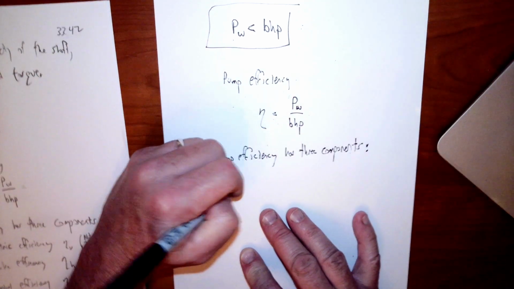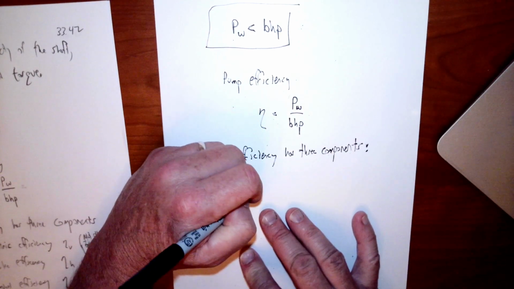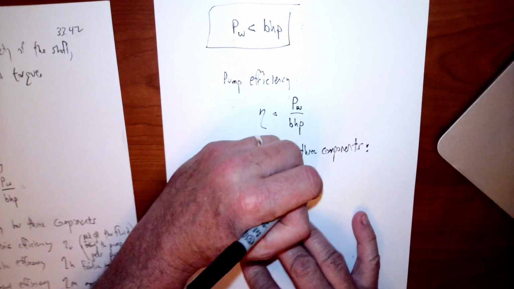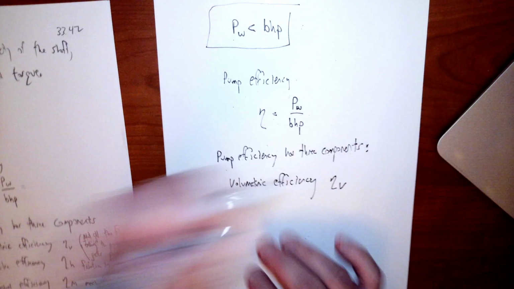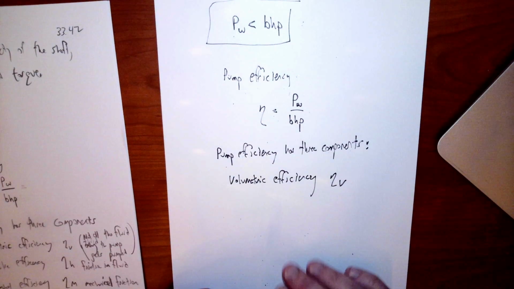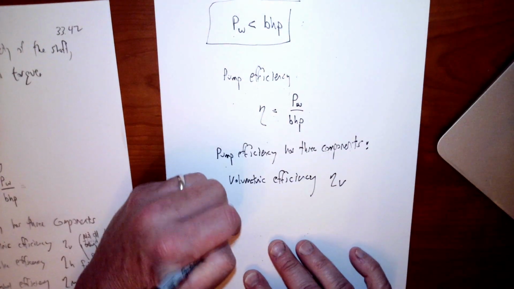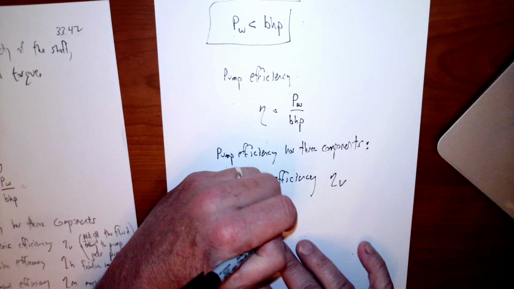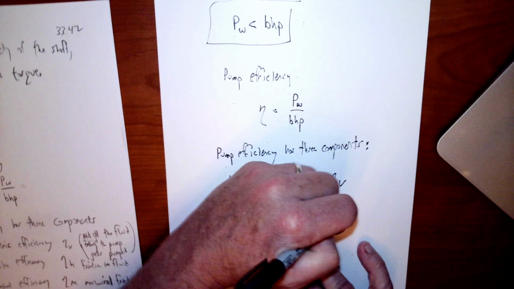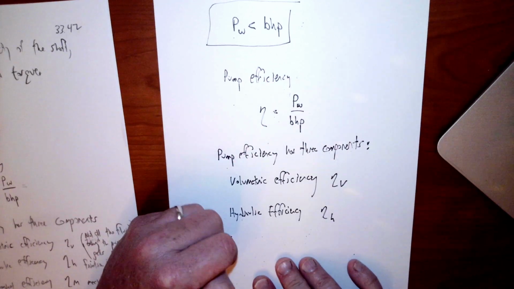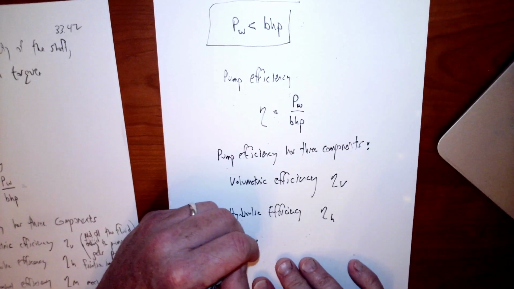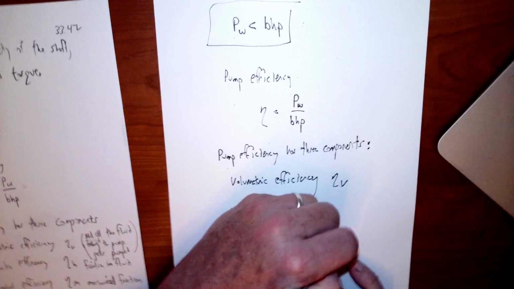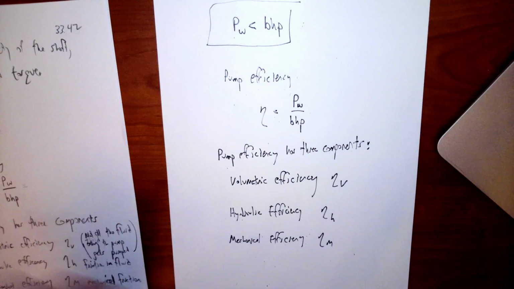But the three types of efficiency that pump engineers would talk about would be volumetric efficiency, which is eta V. They all have good names like that. Hydraulic efficiency, eta H, and mechanical efficiency, eta M. Pretty simple. So what are these things?